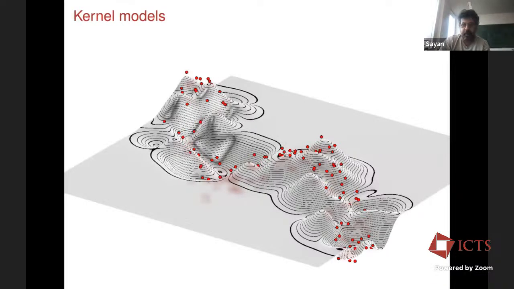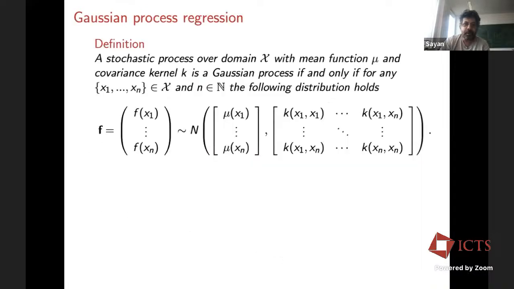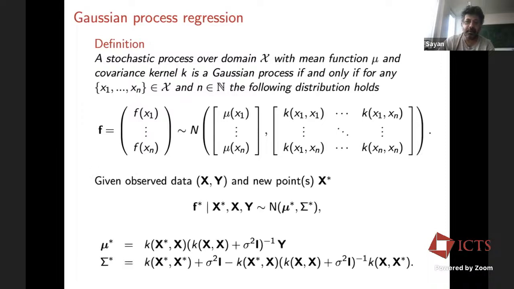So here's a kernel model. On each data point, you put a little bump, right? And you weight these bumps. And so in terms of Gaussian process regression, you have a stochastic process. You have the prior for the function. There's a mean and a variance. Typically, we set the mean to 0. And there's a kernel function that defines the covariance structure. And I'll get to that in a second.